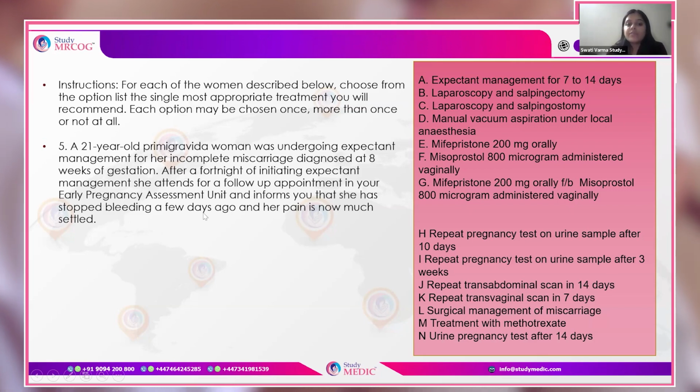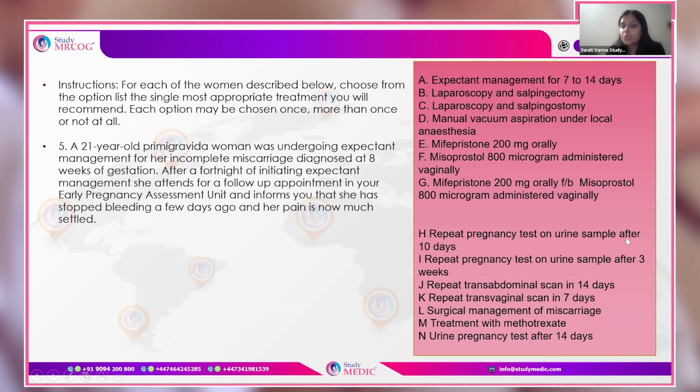So now always for expectant management, you ask her to repeat UPT in 3 weeks. So already a fortnight has passed after expectant management has been initiated. And now she says that she has stopped bleeding and her pain is much settled. So 15 days already passed. You can offer her a further week. Okay. And then ask her to repeat a UPT. So this comes to your mind. Now you have to search the options accordingly.